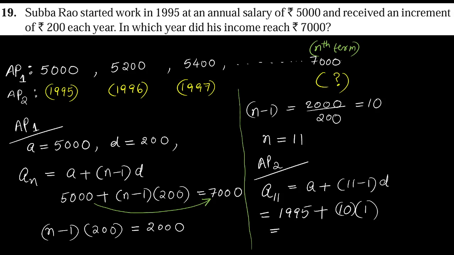So the answer is 1995 plus 10. What is the value? 2005. The year 2005, the salary becomes 7000.